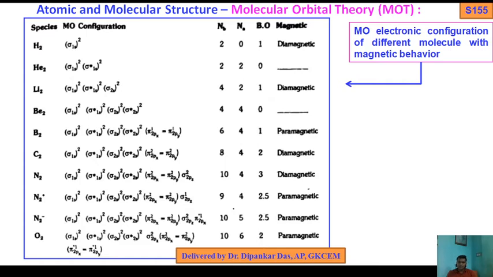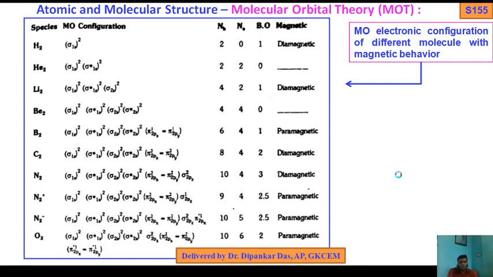So these are the corresponding species with their MO electronic configurations and their numbers of bonding and antibonding electrons, which you get from the bonding and antibonding sigma and sigma star orbitals. Then you calculate the bond order as half of Nb minus Na, the number of bonding electrons minus antibonding electrons. If you see any unpaired electron in the MO electronic configuration, it is paramagnetic. If there is no unpaired electron, then it is diamagnetic. So this is the corresponding MO electronic configurations with number of bonding electrons, antibonding electrons, bond order and magnetic behavior.